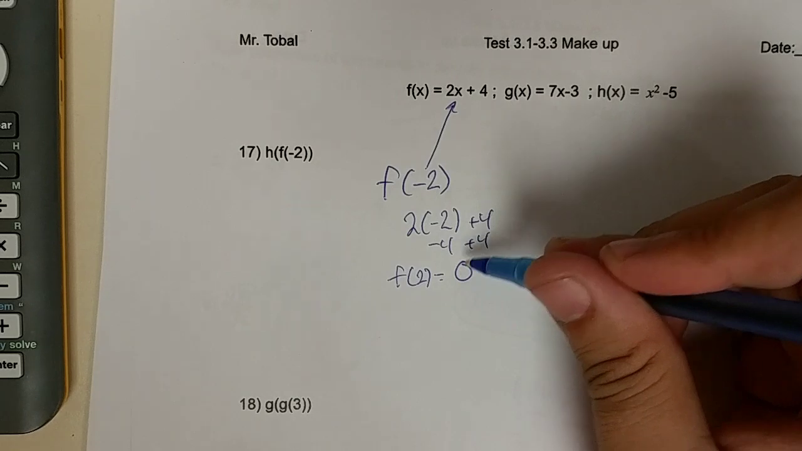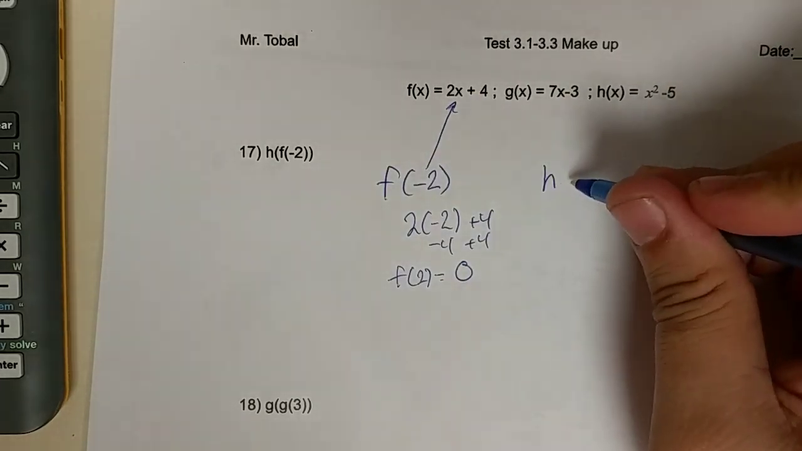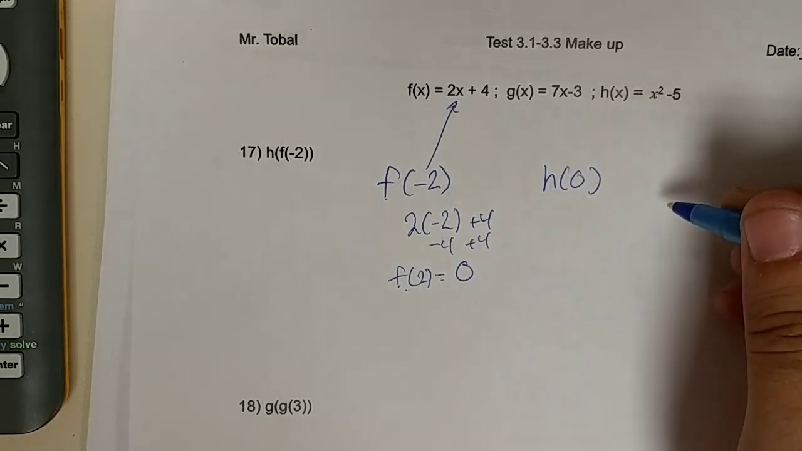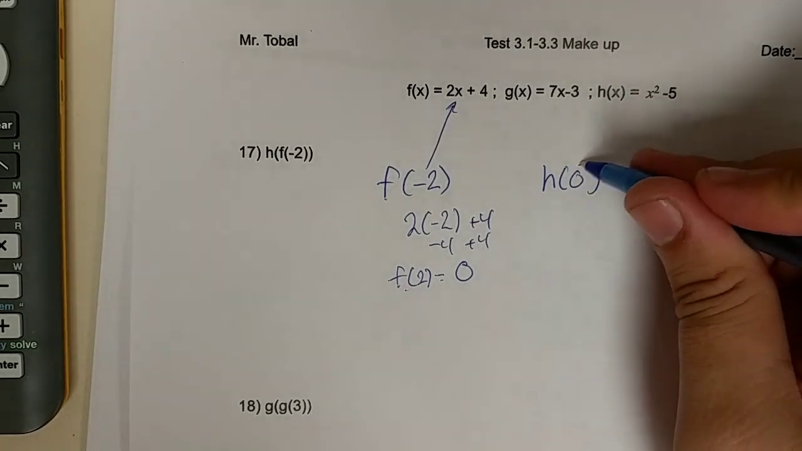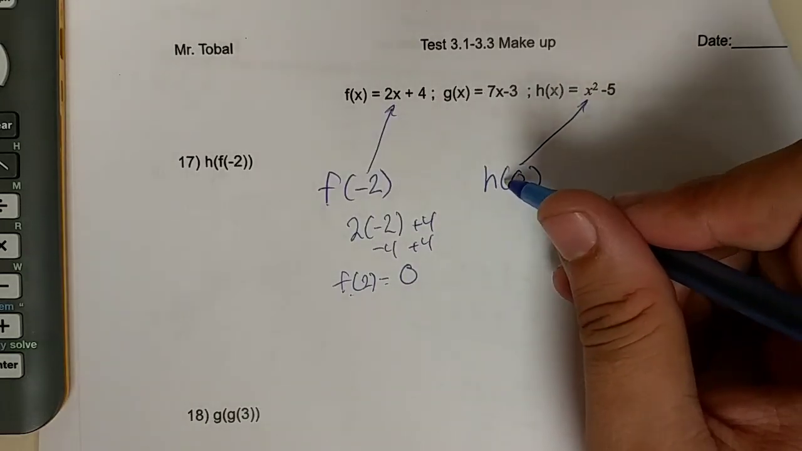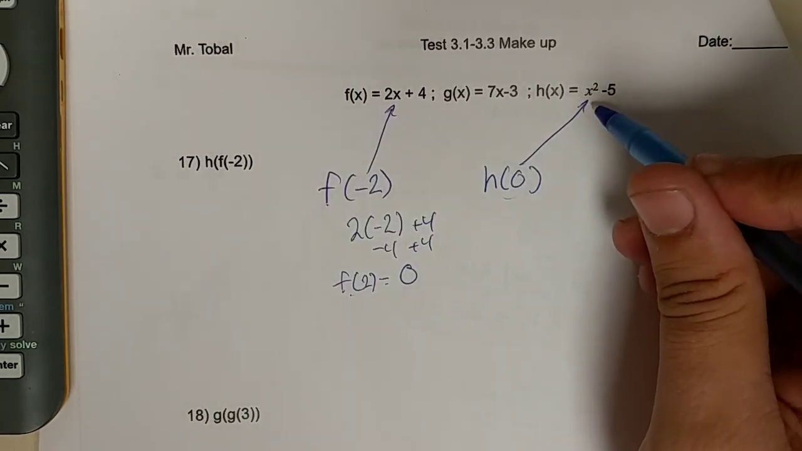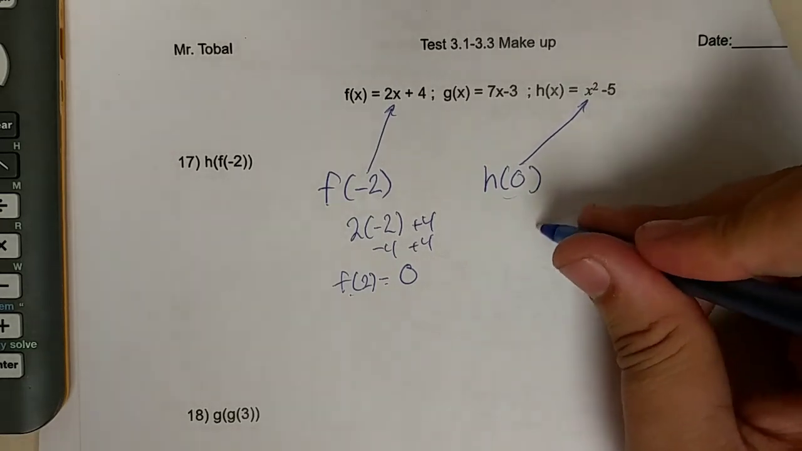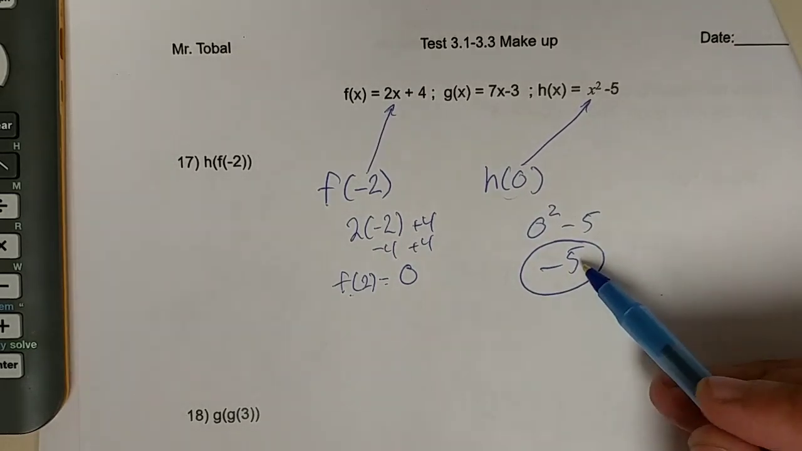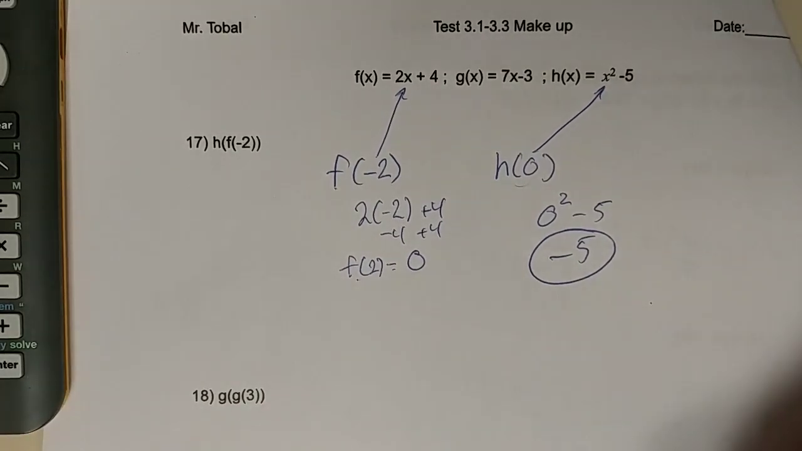Now I'm going to take that 0 and replace it here. So f of negative 2, I'm going to replace that with 0. So h of 0. Now I'm going to take that 0 and replace the x squared here. This is how functions work. Whatever I put in the parentheses will replace whatever the x was. So 0 squared minus 5, negative 5. So your final answer for this question is negative 5.